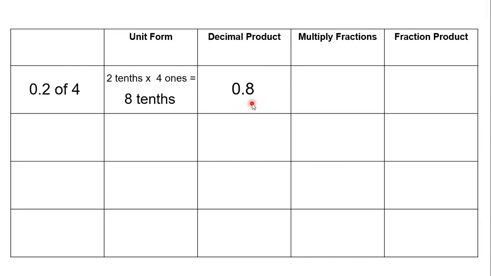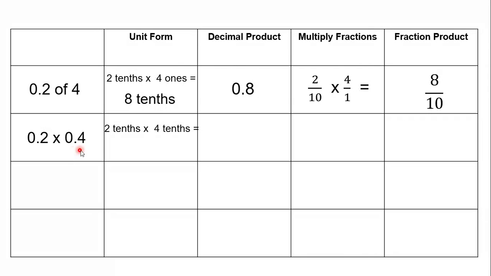If we were to do this as multiplying fractions, we would write 0 and 2/10 as 2 over 10, because this represents 2/10, times 4 over 1, since the 4 is in the ones place. Now we can just multiply across. 2 times 4 is 8, and 10 times 1 is 10. So our answer is 8 over 10, or 8 tenths, just like we got our answer for the decimal product.